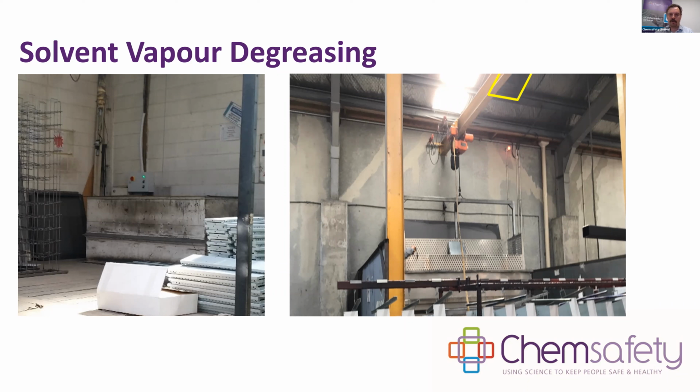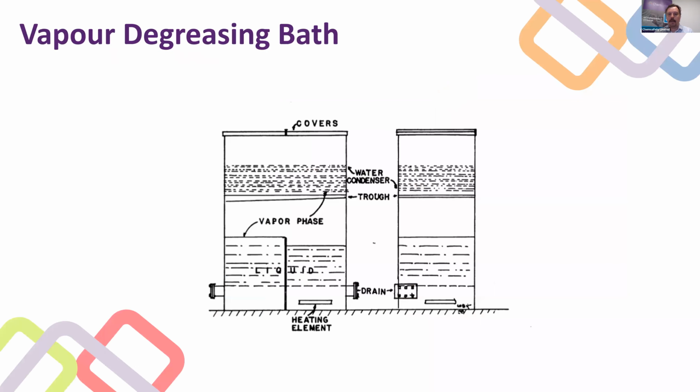As you can imagine, you're boiling a solvent, so you're producing the maximum amount of vapor. Typically, vapor degreasing uses trichloroethylene or perchloroethylene as the solvent. Let's look at the different parts of a vapor degreasing bath so we can understand how the vapor is controlled and what can be done to improve control around this.